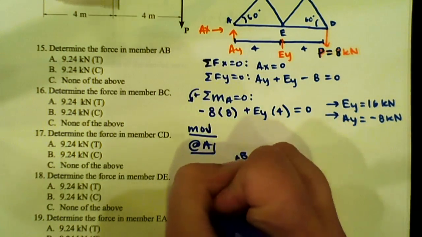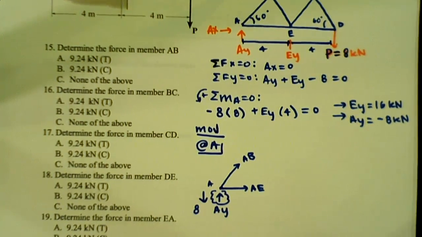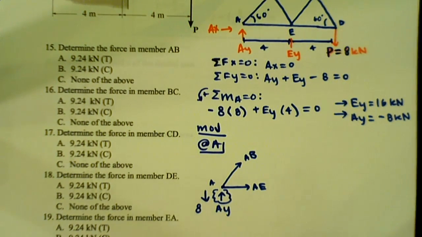So you're assuming AB and AE are in tension? Yeah, I always assume everything in tension. Maybe you'll find at the end that you assumed it in tension, but it's a negative number. That just means it's in compression. I assume everything's in tension even after I find that it's negative, because if I start changing it, I will get confused.